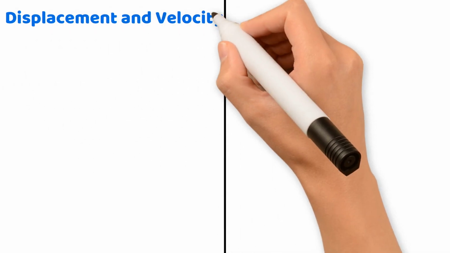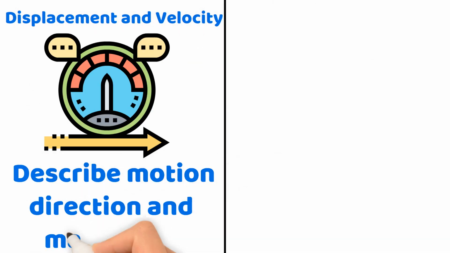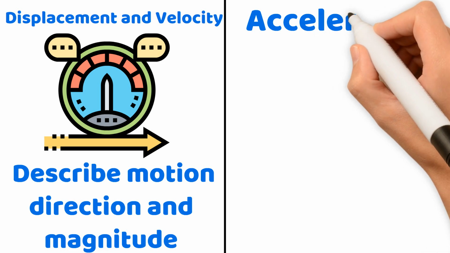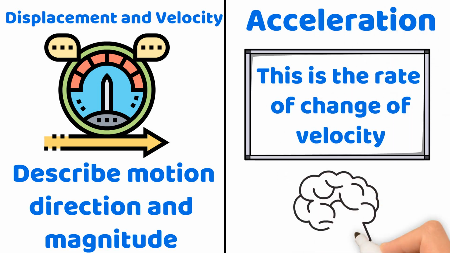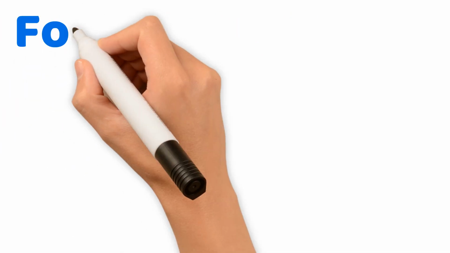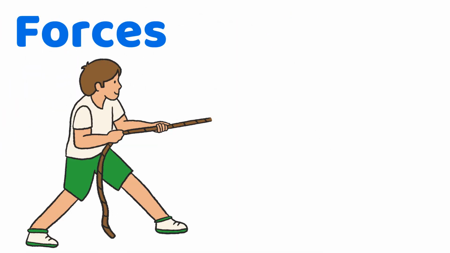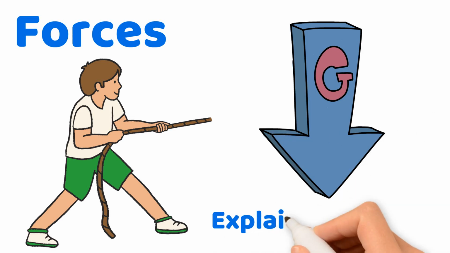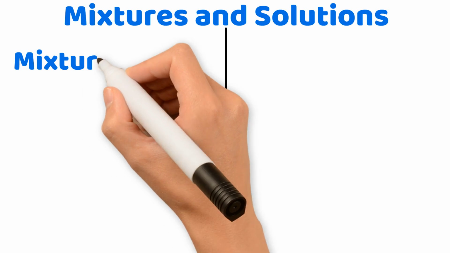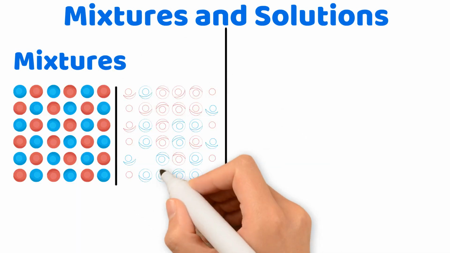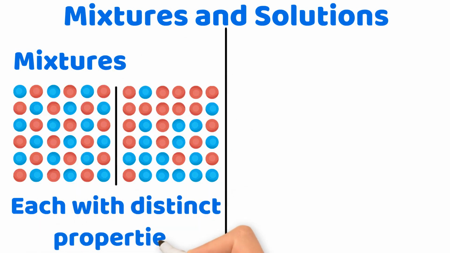Displacement and velocity. These vector quantities describe motion direction and magnitude. Acceleration. This is the rate of change of velocity, a key concept in understanding forces. Forces, understanding the push and pull, including gravity and magnetism, is essential for explaining motion. Mixtures and solutions. Mixtures. These can be homogeneous or heterogeneous, each with distinct properties.